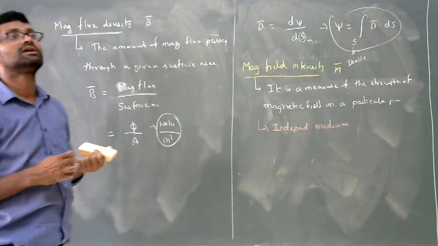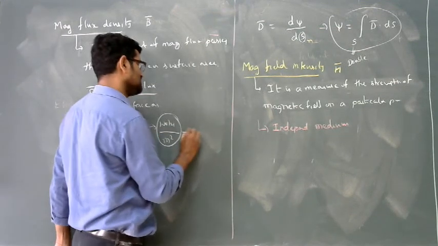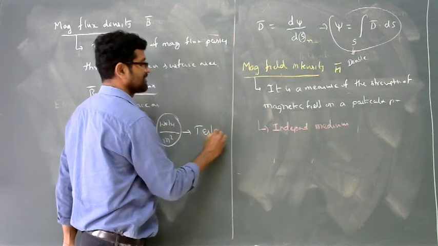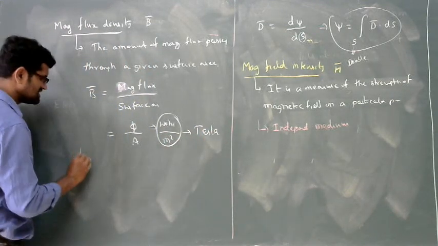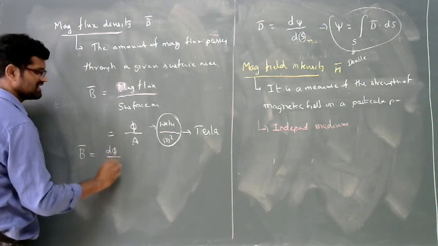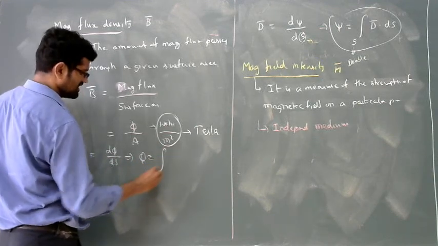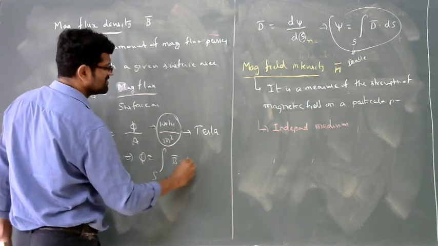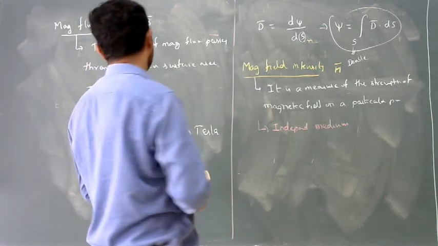You can't read all the time Webers per meter square. That's why you can simply say these units are Tesla. Magnetic flux density. If a differential magnetic flux d psi is equal to B bar dot ds, then this flux we can calculate by using double integration of B bar dot ds. This is about the magnetic flux density.